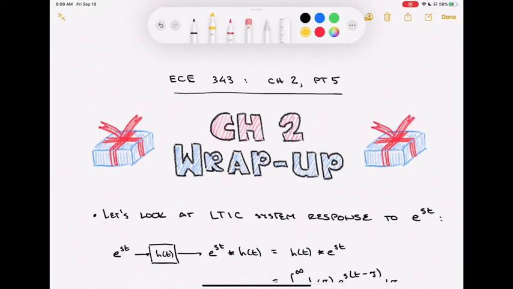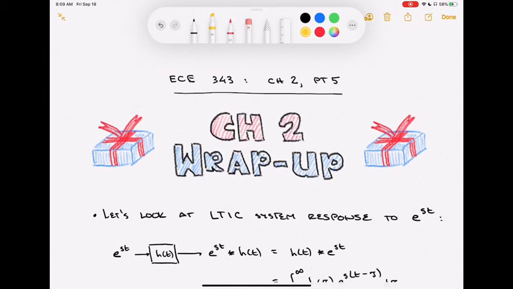So this is ECE 343 Signals and Systems. We're going to do part 5 of chapter 2. This should wrap up chapter 2. So last time we had talked about convolution and convolution properties. Today we're going to just look at a few remaining details, a few last topics of chapter 2.